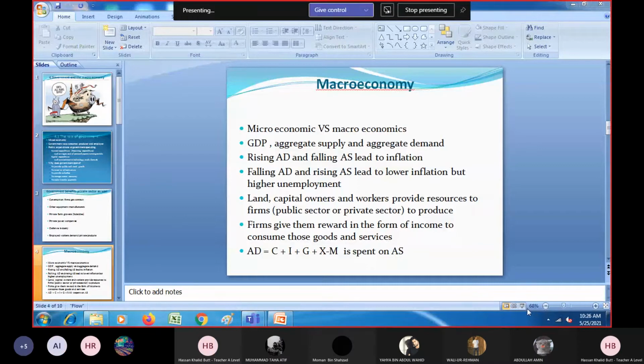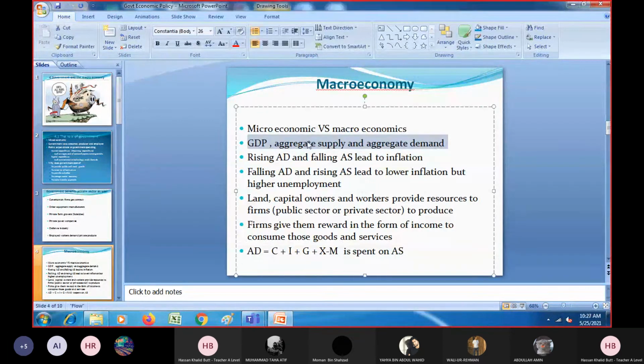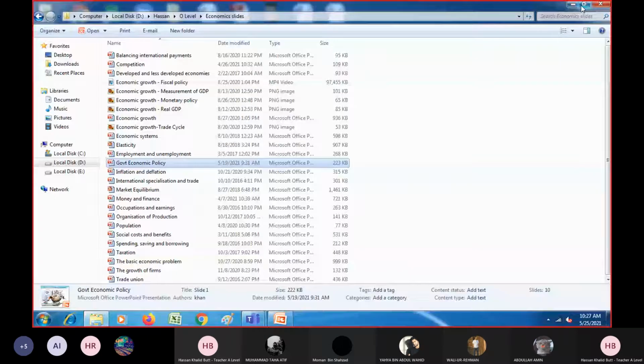All right. So in the last class, we did talk about GDP, aggregate supply, and aggregate demand. I told you aggregate supply is the total output produced in a country by all the individuals, firms, or other producers. So it is similar to GDP. We can say that as well. All right. So now we'll get into a discussion in more detail.